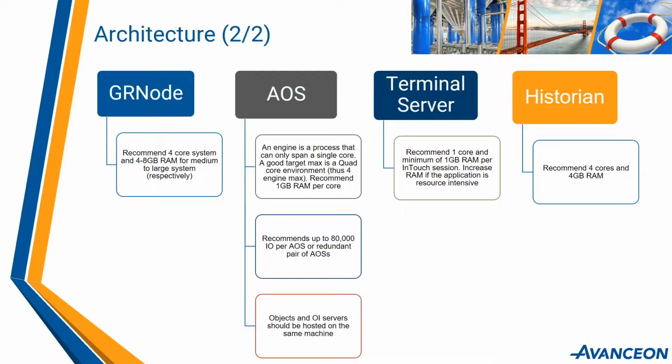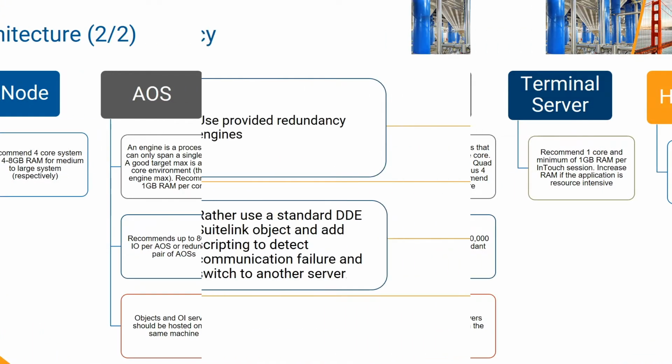For AOS, an AOS is an engine that runs a process that can span only a single core. So a good target is a quad-core environment. Again, 4 cores, and we recommend 1 gigabyte per core. So again, you're looking at a 4-core, 4 gigabyte system. Terminal servers, again, you're going to focus on 1 core and 1 gigabyte of RAM per InTouch session. Increase as needed. And then for Historian, we recommend 4 cores and 4 gigabytes of RAM.